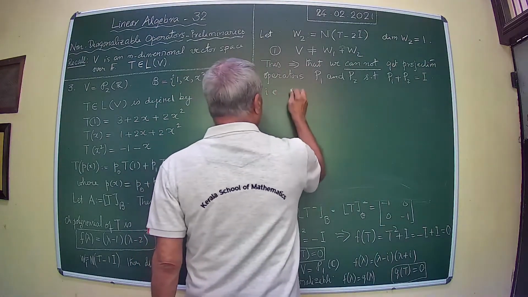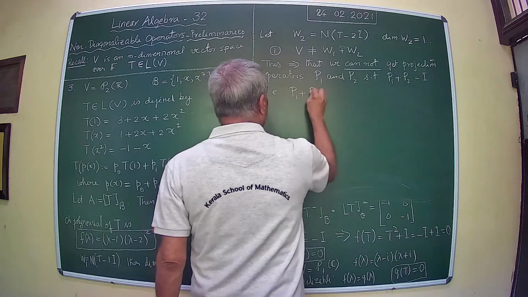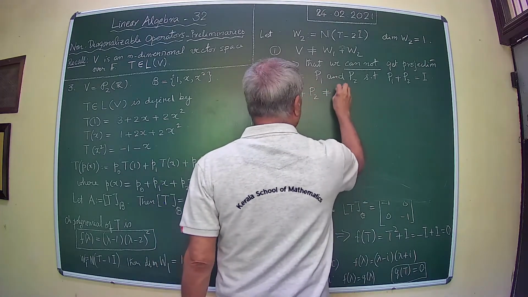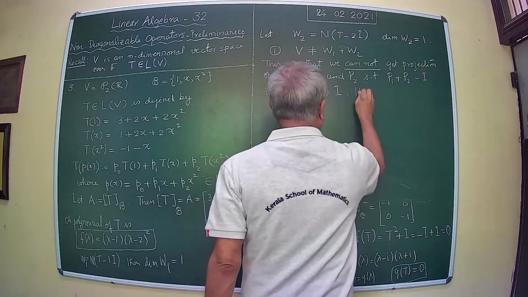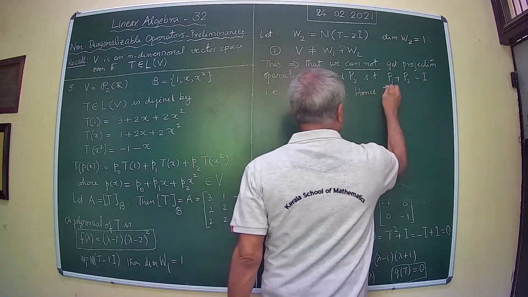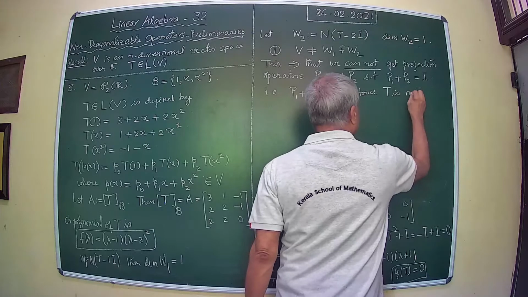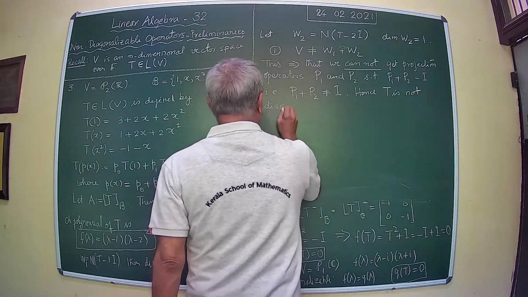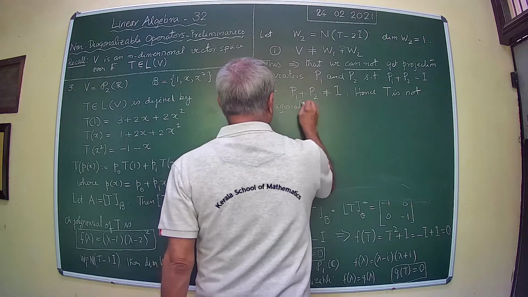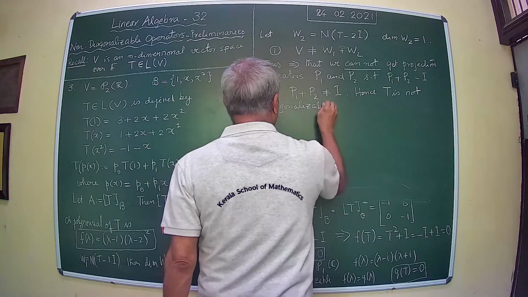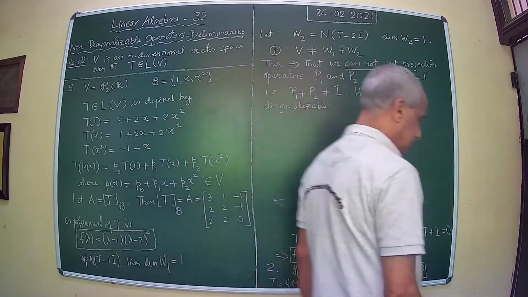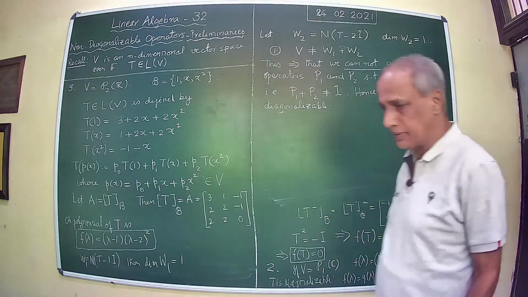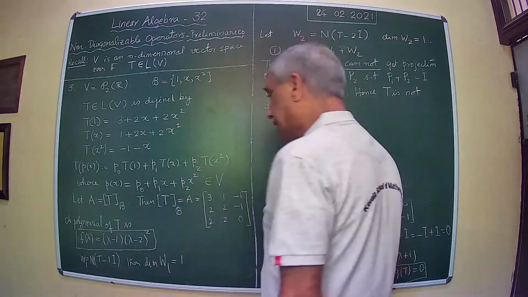That is, P1 plus P2 is not equal to I. Hence T is not diagonalizable. Well, let us check the status of f(T). And what about g(T) here?